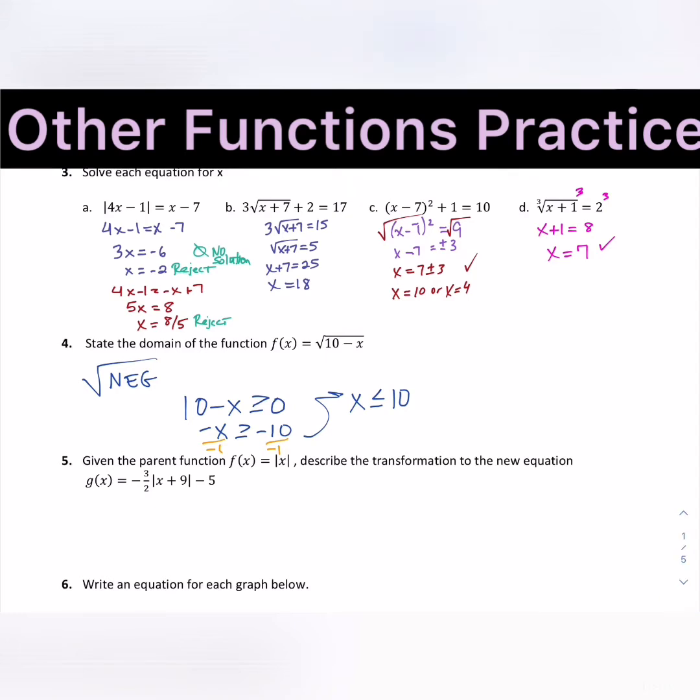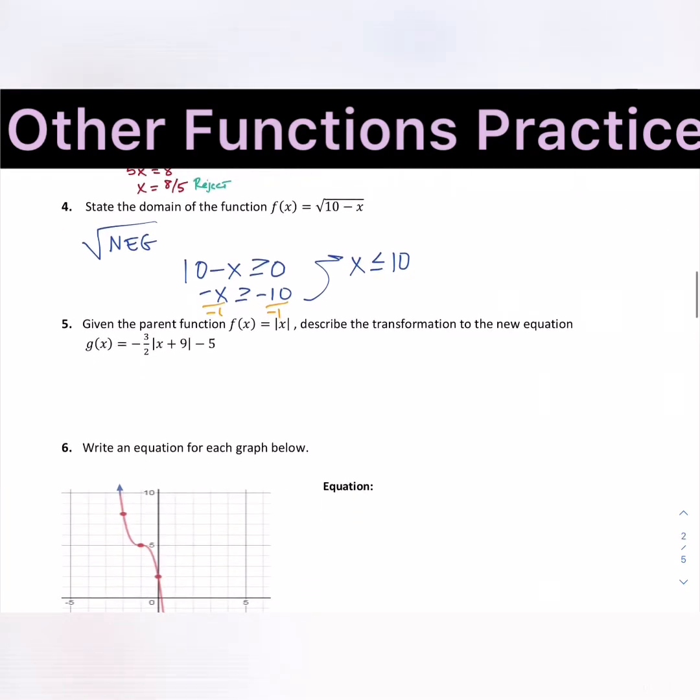All right, moving on to number 5. Given the parent function f of x equals absolute value of x, describe the transformation to the new equation g of x. You guys can see it. So let's just get to this one right here. The first thing I realize is that there is a vertical something. I don't know if it's a compression or stretch because I have to look at it carefully. Now you might say, oh, it's a fraction, so that's a compression. Be careful, that fraction is bigger than 1. 3/2 is larger than 1. So that's actually a vertical stretch, and the factor is 3/2. You also have a reflection over the x-axis.